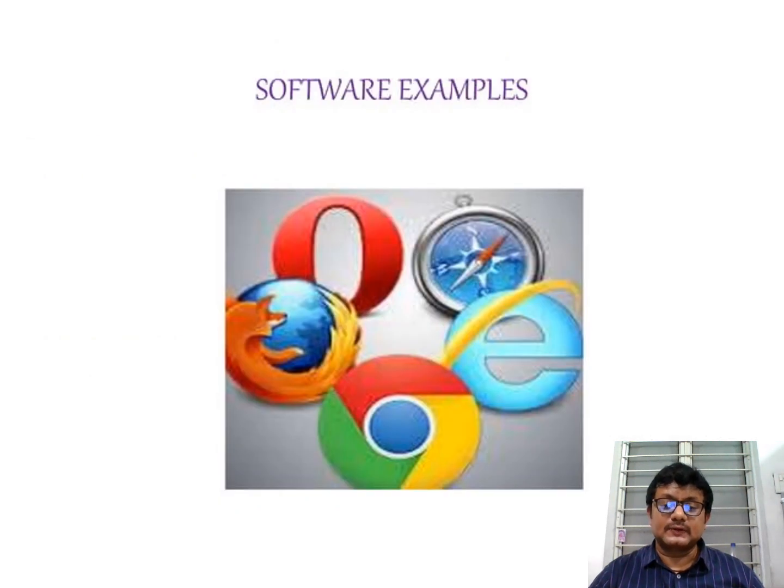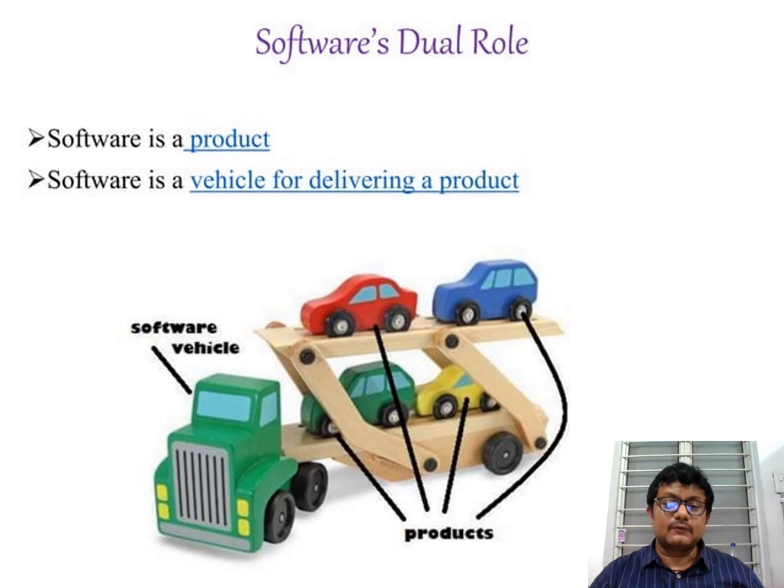Software examples. We can see the different explorers, web browsers. Software's dual role. Software is a product. At the same time, software is a vehicle for delivering a product.